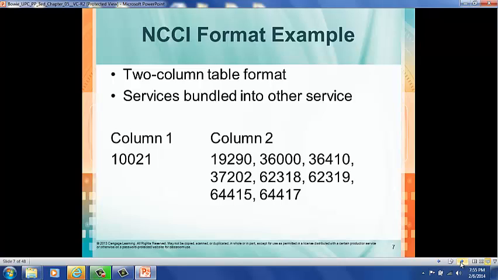The NCCI is set up in a table format. Column 1 and Column 2 of the correct coding edits is the first table. This used to be known as the comprehensive or component edits. The second table is known as mutually exclusive edits. The codes listed in Column 2 of the mutually exclusive edits table are not payable services when billed with the code in Column 1.